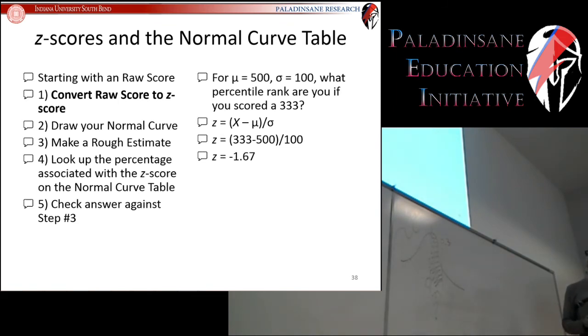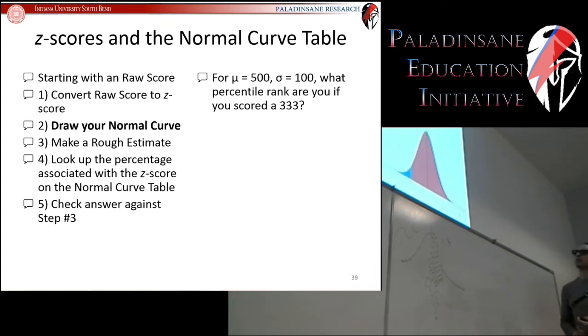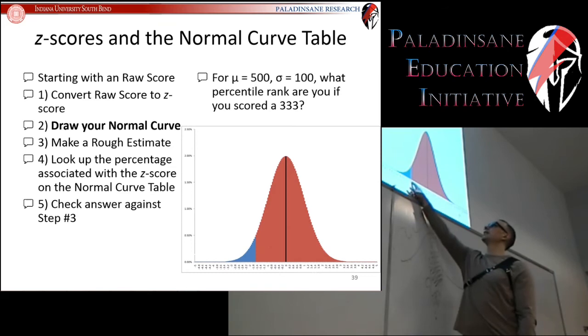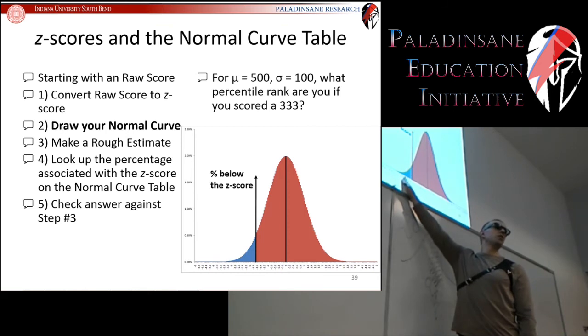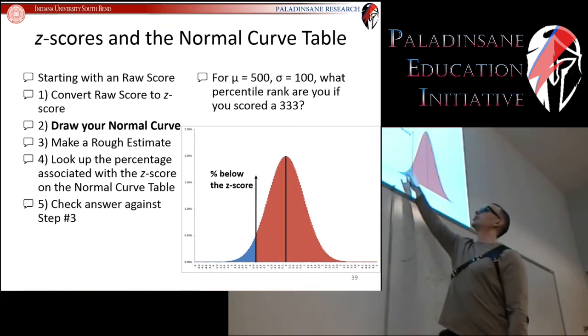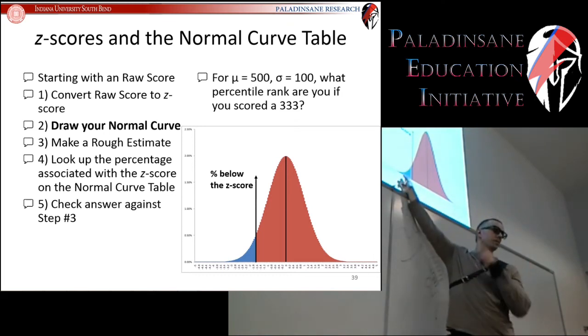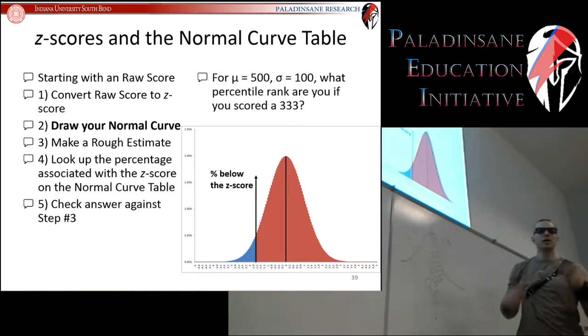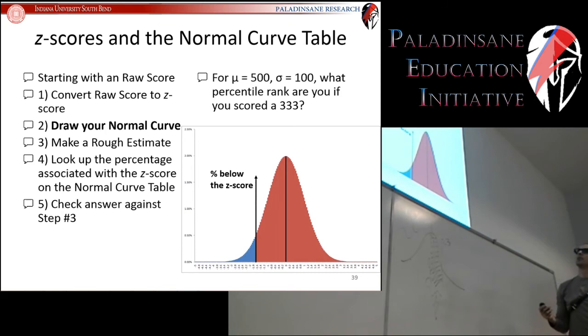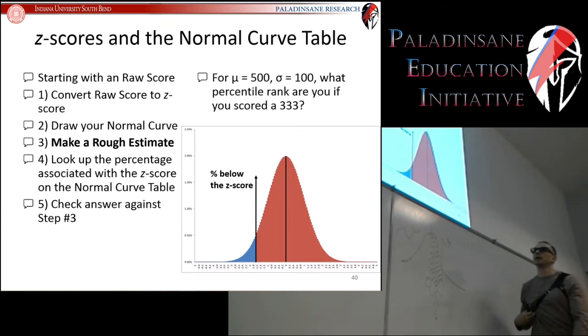Step number 2, we're going to draw the normal curve. So we draw our normal curve, and the area that we're interested in is minus 1.67 right there. We want to know what is the percentage below, because you want to know how many people scored as high as you or less. So we shade in the area that we're interested in. I've shaded it in blue here. That's the area we're interested in, and we want to have this handy drawn out somewhere so that we can refer to it when we go to our table.